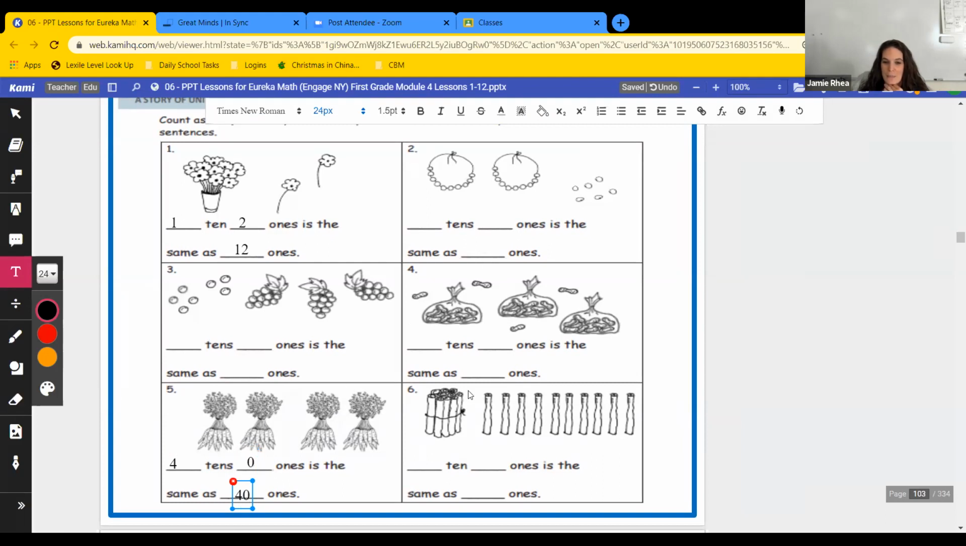All right, guys, make sure you're counting all the groups of 10, put it in 10s, and then how many 1s, and then that many is the same as how many ones in all, okay? So make sure you're doing 1 through 6.